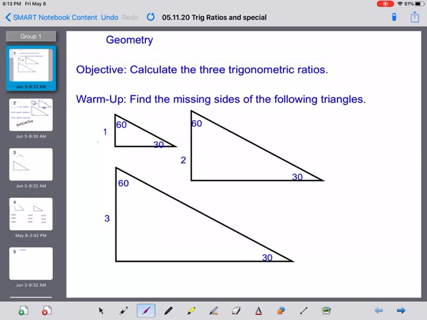So, trigonometry in geometry is the study of right triangles. That's why we start with the TRI. So, it's the study of right triangles. And in particular, it's the study of the ratio of the sides of right triangles.